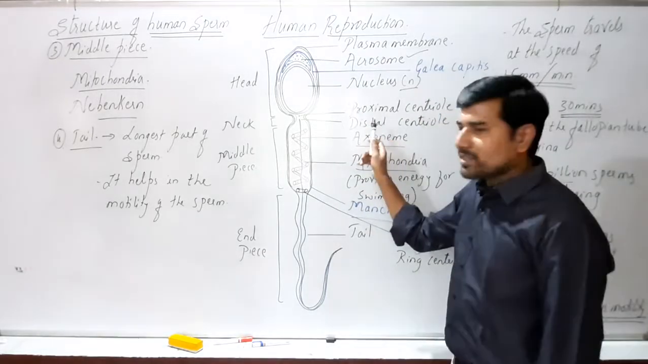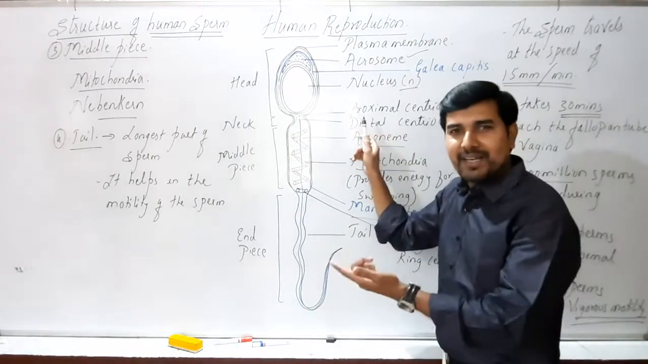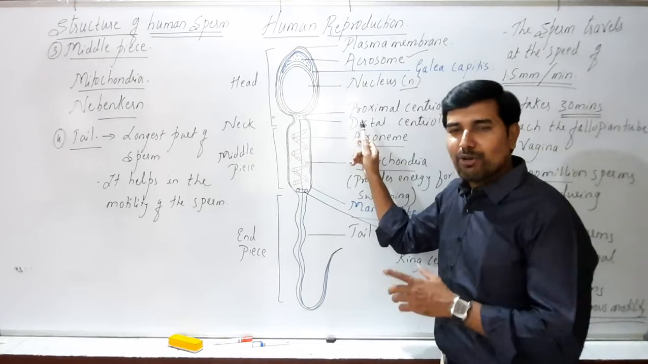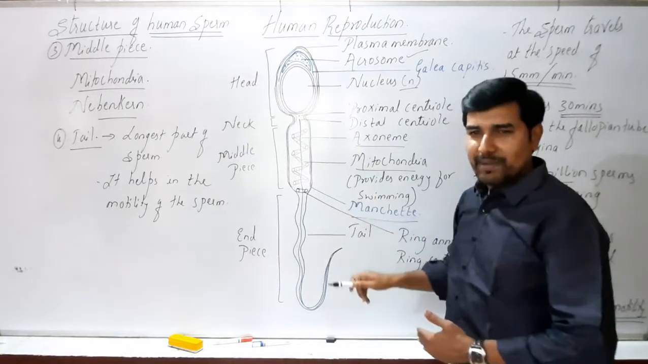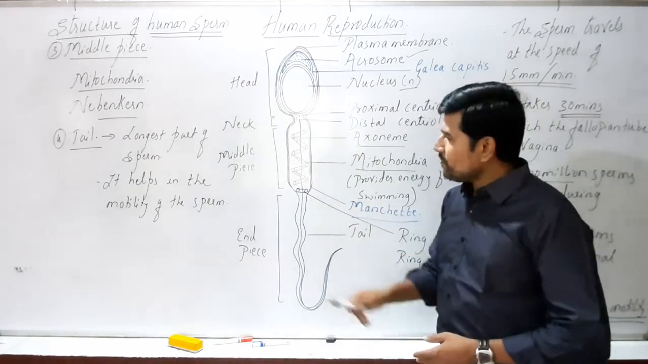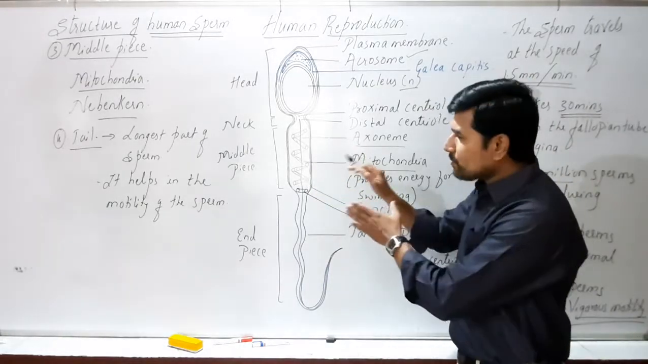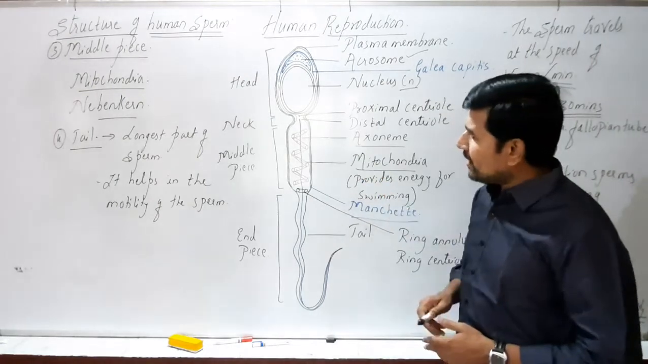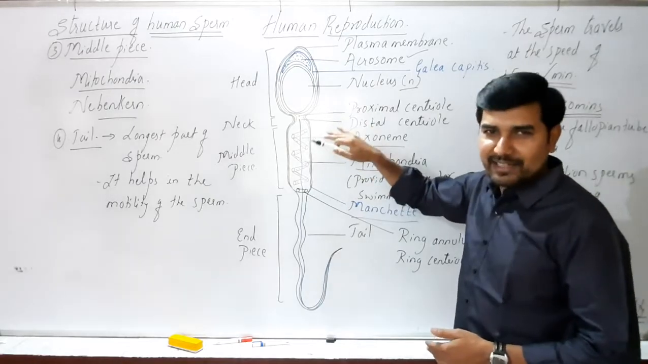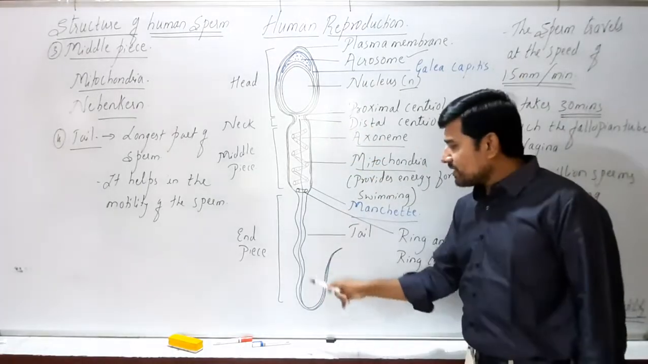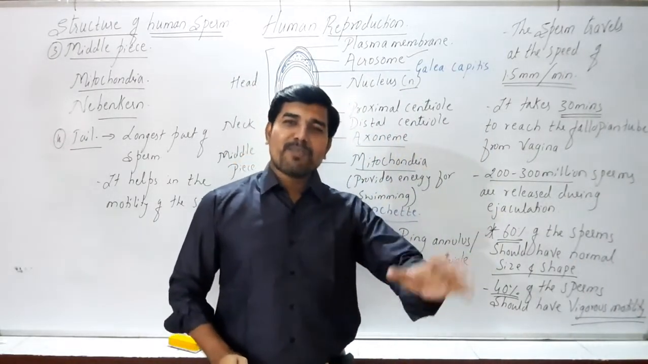Neck consists of two centrioles, anteriorly the proximal centriole, posteriorly the distal centriole. Proximal centriole helps in cell division after fertilization. That means it also helps in the first cleavage process. From the distal centriole arises an axoneme which runs from the middle piece to the end piece. Middle piece consists of numerous mitochondria which are spirally arranged, and these mitochondria provide energy for the motility of the sperms, as they store energy. Then the last part is the tail. Tail brings about motility in the sperms. Tail is the longest part of the sperm.